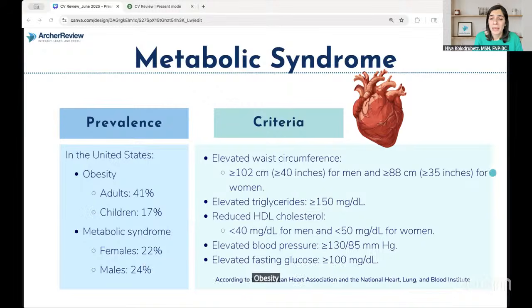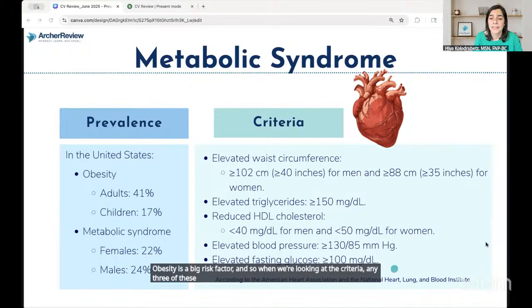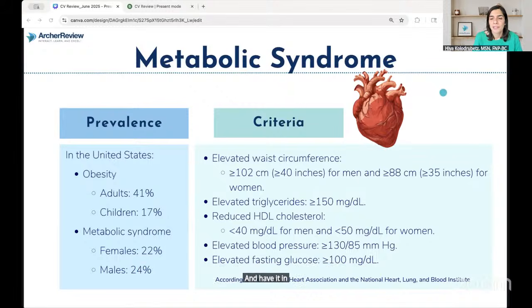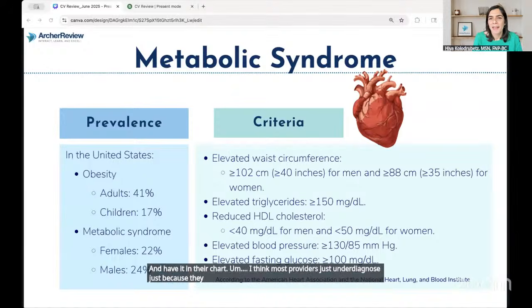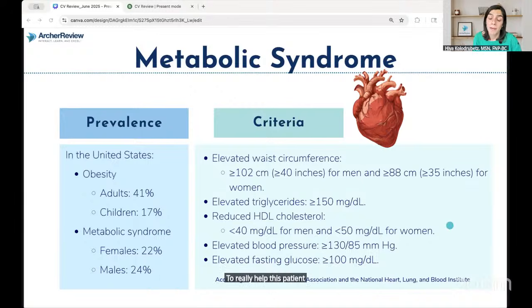Obesity is a big risk factor. And when we're looking at the criteria, if any 3 of these 5 criteria are met, your patient does meet metabolic syndrome, and you can go ahead and put that in your ICD-10 and have it in their chart. I think most providers underdiagnose just because they try not to label patients with things, but this is really our job. That way, when other clinicians see them, they say, okay, this patient has these risk factors, and you can all work together to help this patient minimize or reduce those risk factors. But really, obesity is big, huge.